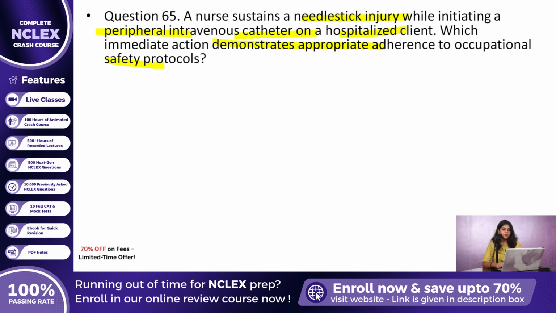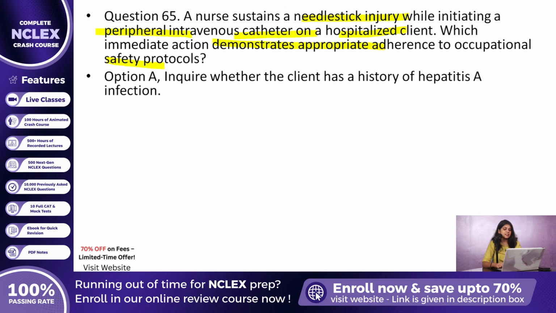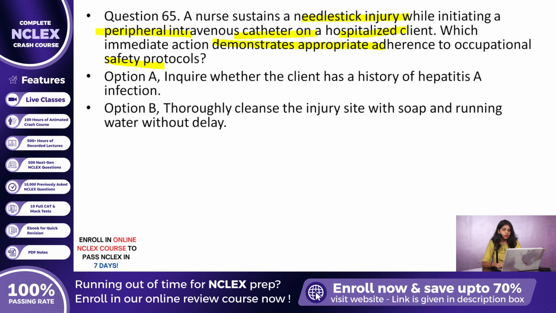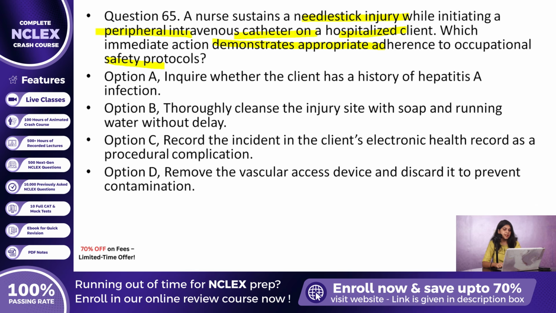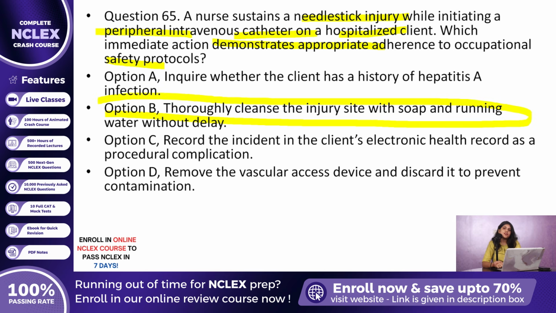Here are the options. Option A, inquire whether the client has a history of hepatitis A infection. Option B, thoroughly cleanse the injury site with soap and running water without delay. Option C, record the incident in the client's electronic health record as a procedural complication. Option D, remove the vascular access device and discard it to prevent contamination. And the correct answer is Option B, thoroughly cleanse the injury site with soap and running water without delay.